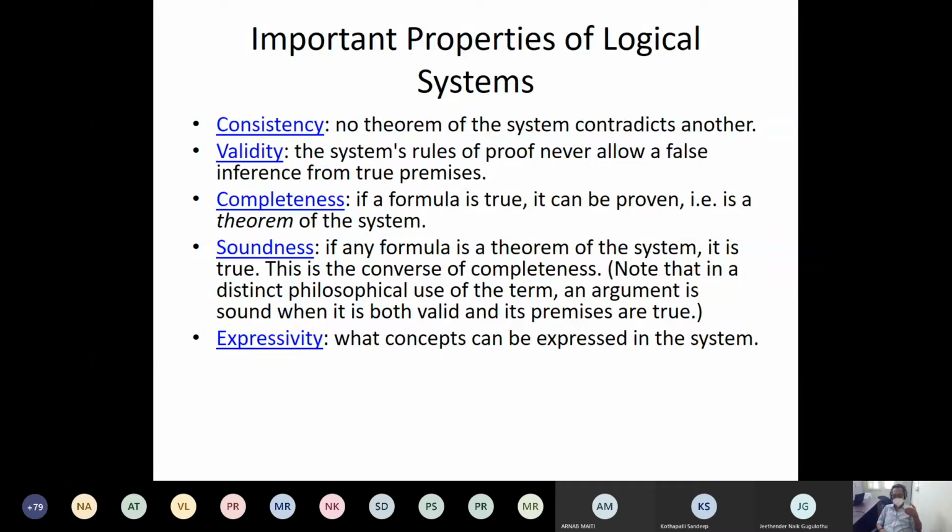The inference rules must be valid, and the premises, the axioms, must be true. And the next property is expressivity: how much we can capture in our formal system. For example, say the propositional calculus, which you have seen in simple Boolean logic. That is very nice. It has all good properties.